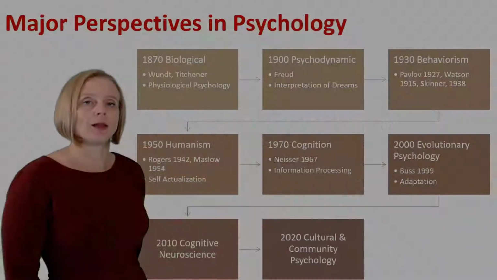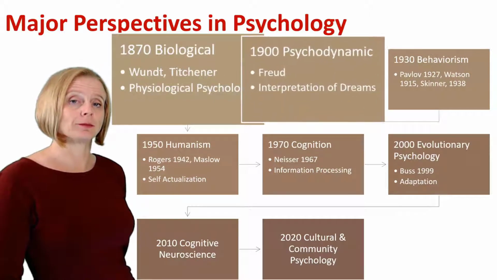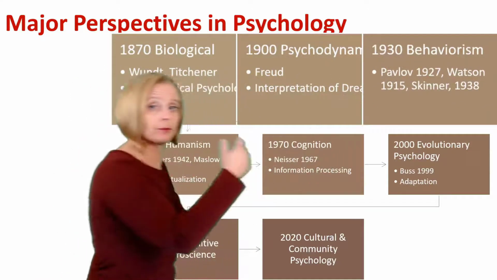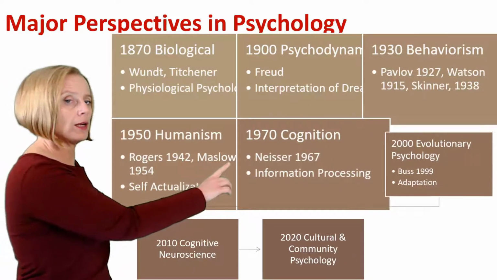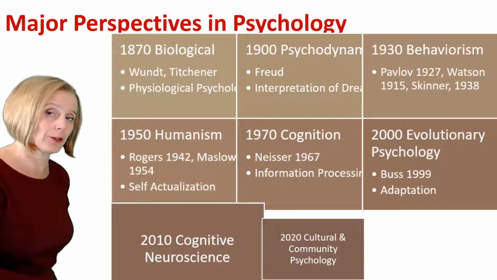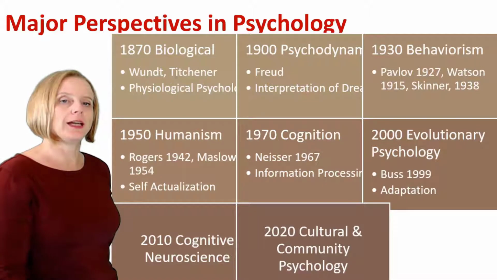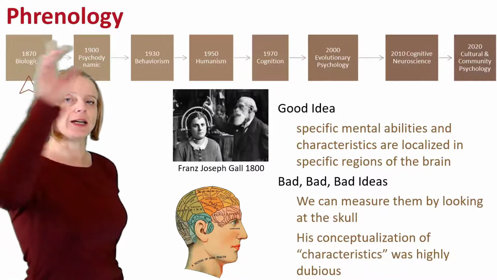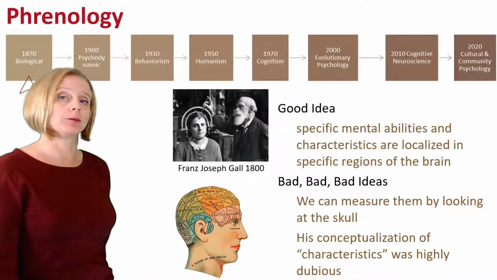of world psychology. The major perspectives in psychology are the biological perspective, the psychodynamic perspective, behaviorism, humanism, cognition, evolution, cognitive neuroscience, and cultural community psychology. And they're presented here with the dates at which each perspective has gained prominence within the field. At the top of your screen, you'll see that the same timeline is being represented. And as we go through today's topics, just watch that arrow on the screen.